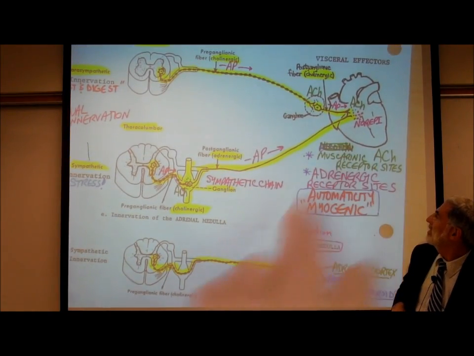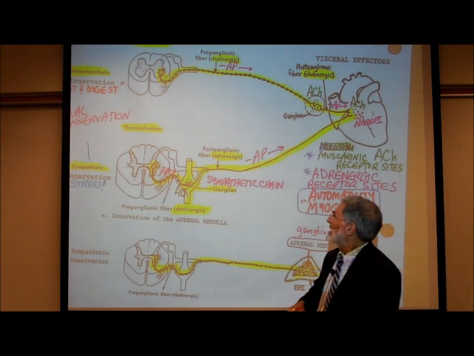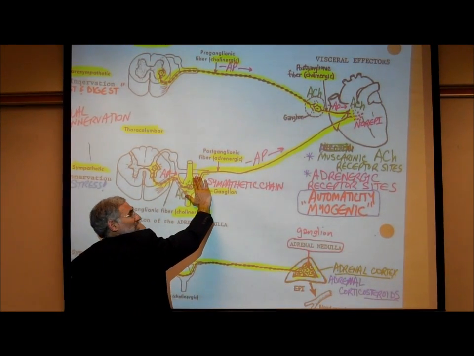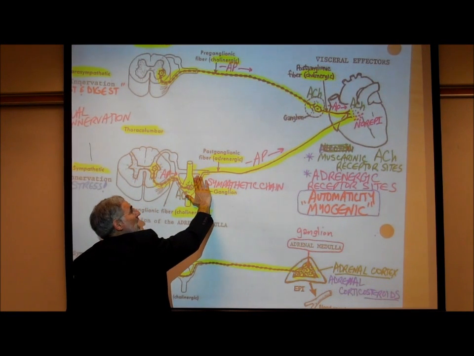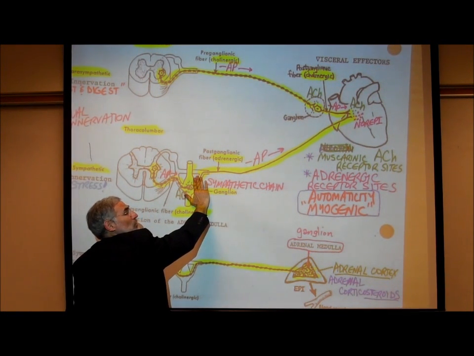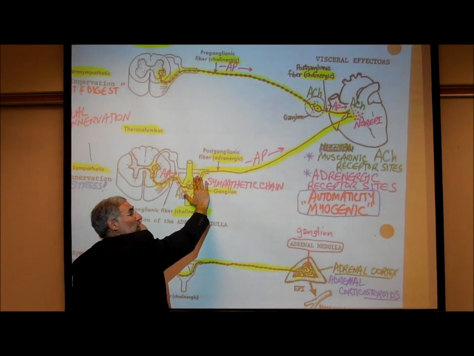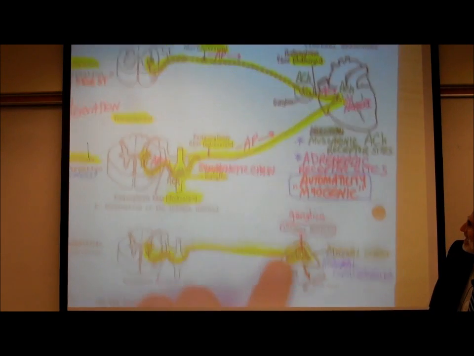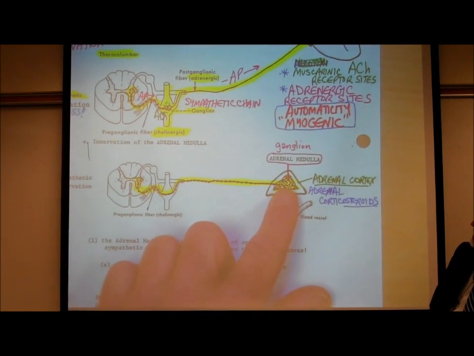Norepi. Imagine if this neuron didn't have an axon. Just pretend it didn't have an axon. And imagine instead of releasing norepinephrine, it released a modified form of norepinephrine called epinephrine. So these are sympathetic postganglionic neurons that have no axons.